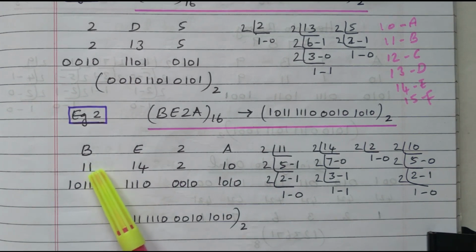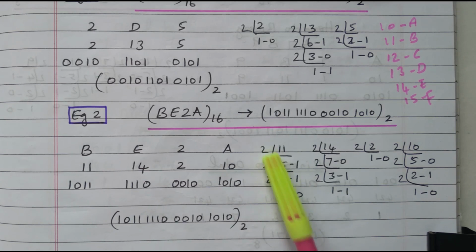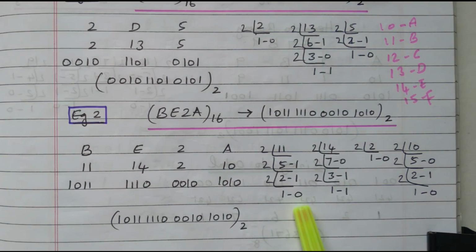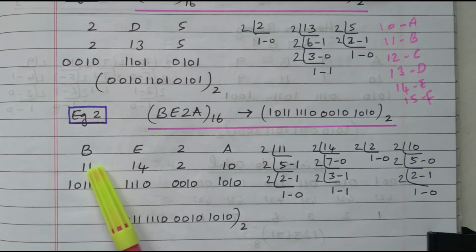First, we will convert this 11 into binary. 11 divided by 2, 5 times it goes, balance 1. 5 divided by 2 goes 2 times, balance 1. 2 divided by 2 goes 1 time, balance 0. So it is the normal decimal to binary conversion. Right, in this order, 1011. So B, which is 11, is equivalent to binary 1011.